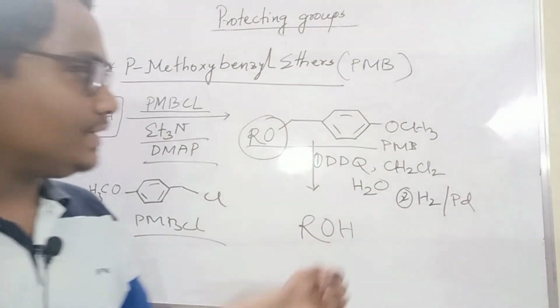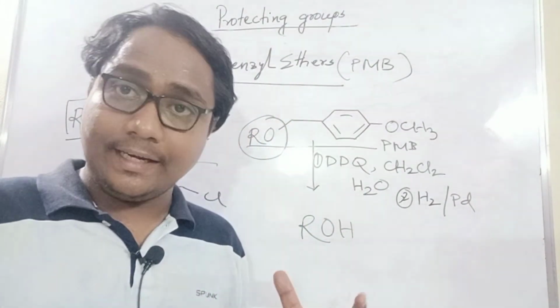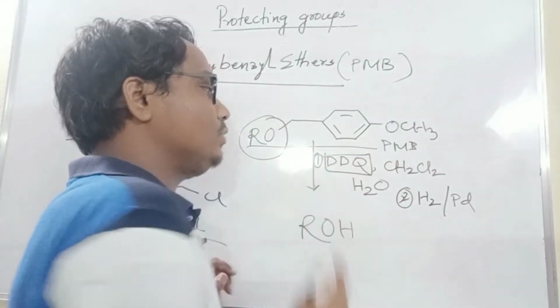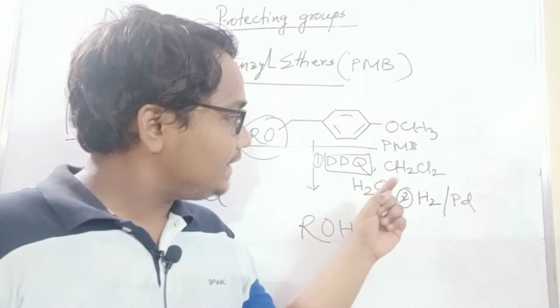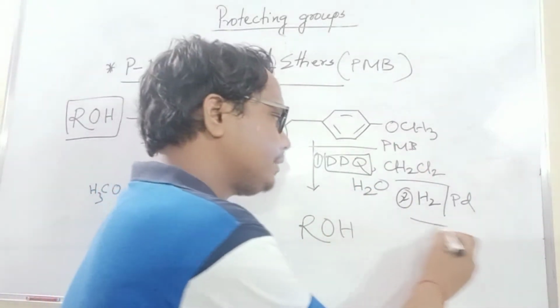If there is any group that is hydrogen palladium sensitive, at that time you will deprotect by this DDQ. DDQ, you already know, is one kind of oxidizing agent. DDQ in dichloromethane will deprotect it. It is also deprotected by this.